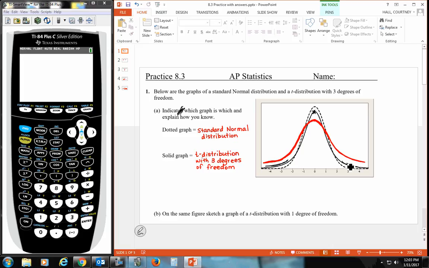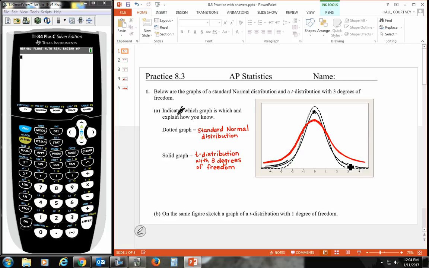As your sample size gets larger, your degrees of freedom also get larger. So if you go up to a higher degree of freedom, you're getting closer and closer to the normal distribution. If you go lower and lower on your sample size or degrees of freedom, you're getting further away from the normal distribution. As you have a smaller sample size or smaller degrees of freedom, your peak is going to get lower and lower, and your tails are going to get higher and higher off of the horizontal axis.